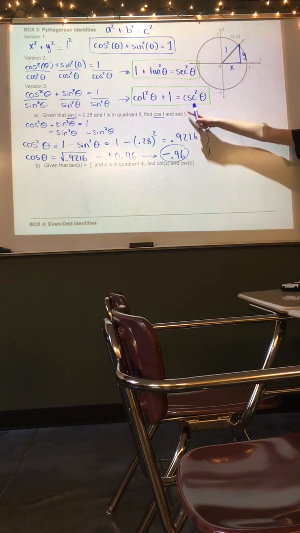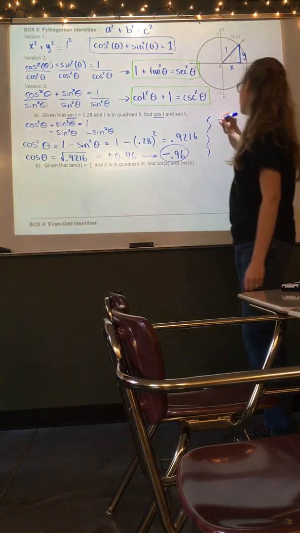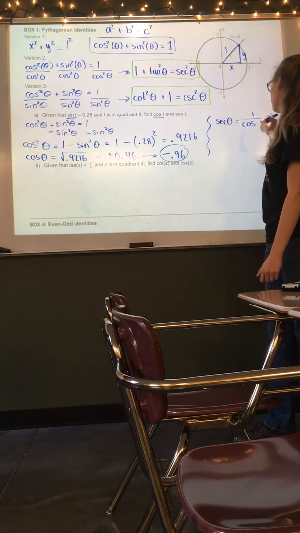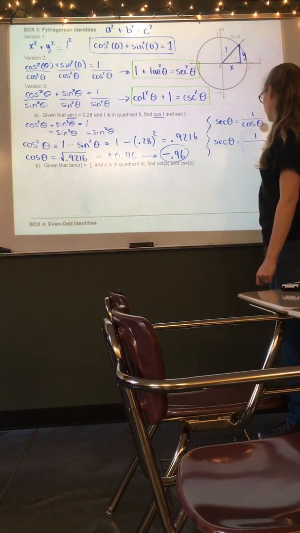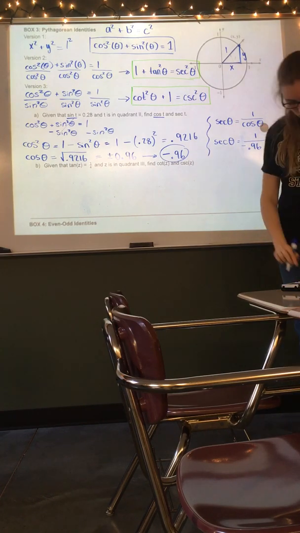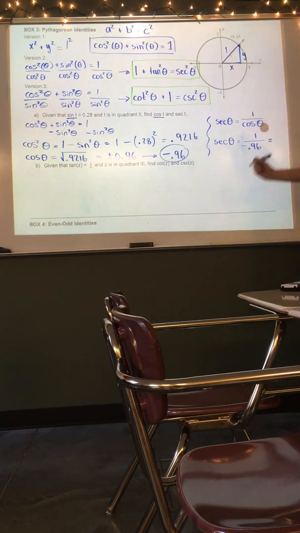Yep, exactly. Now secant is pretty easy once we have cosine, because cosine and secant are reciprocals. So secant is equal to the reciprocal of cosine, which is 1 over negative 0.96. And 1 divided by negative 0.96 is negative 1.042. And that's your answer.